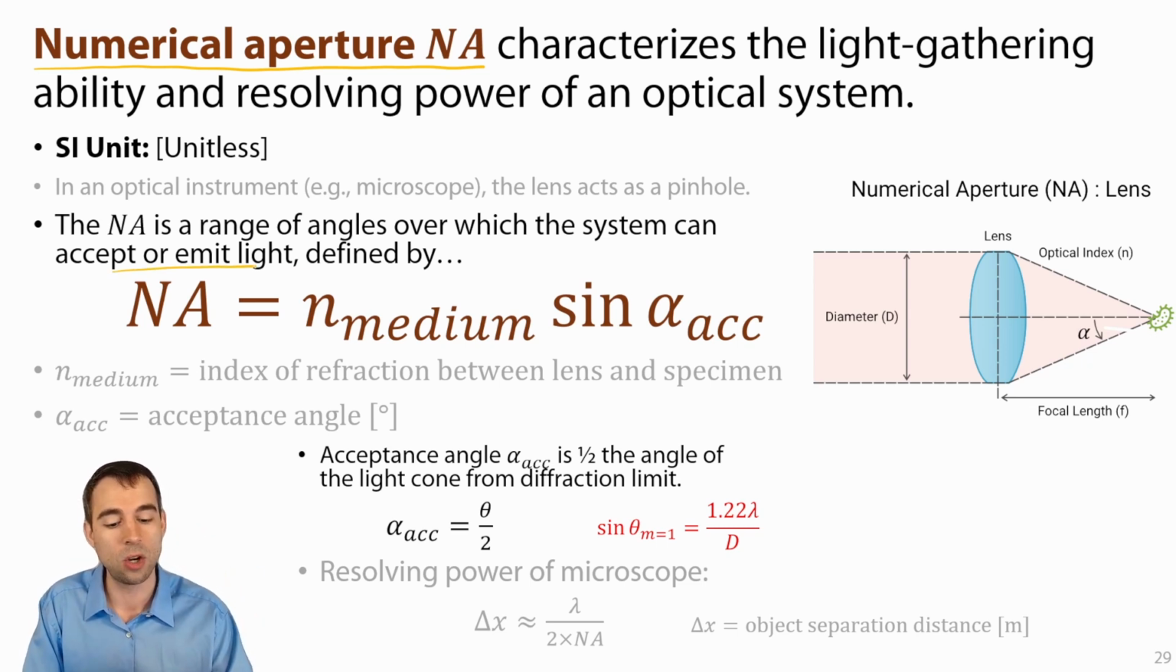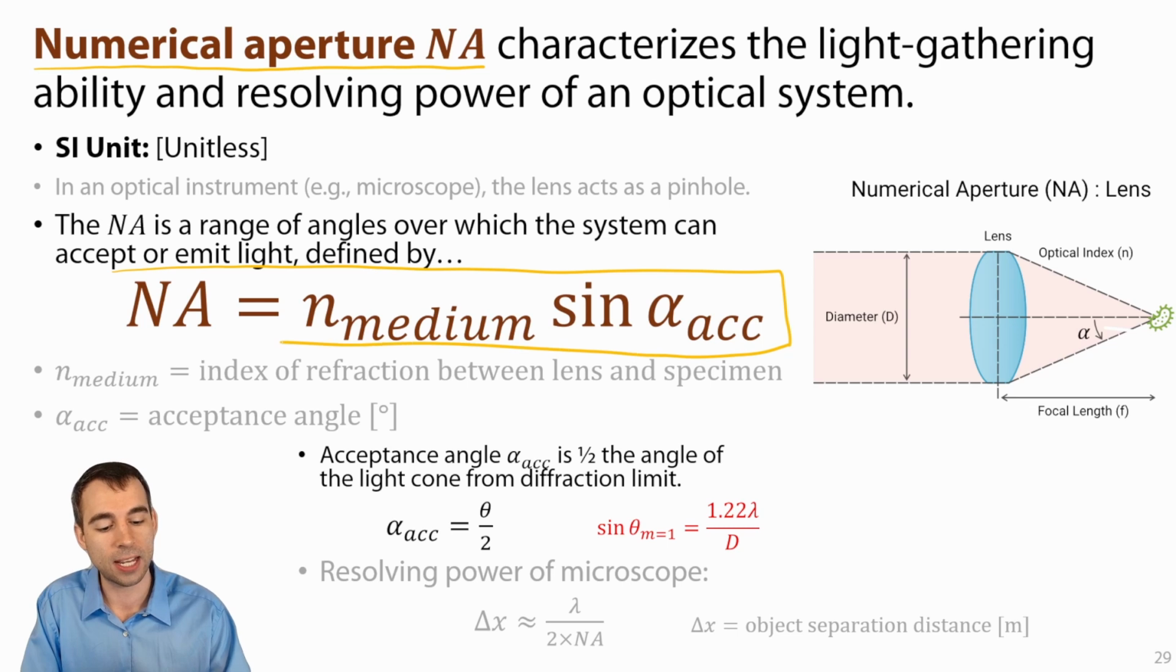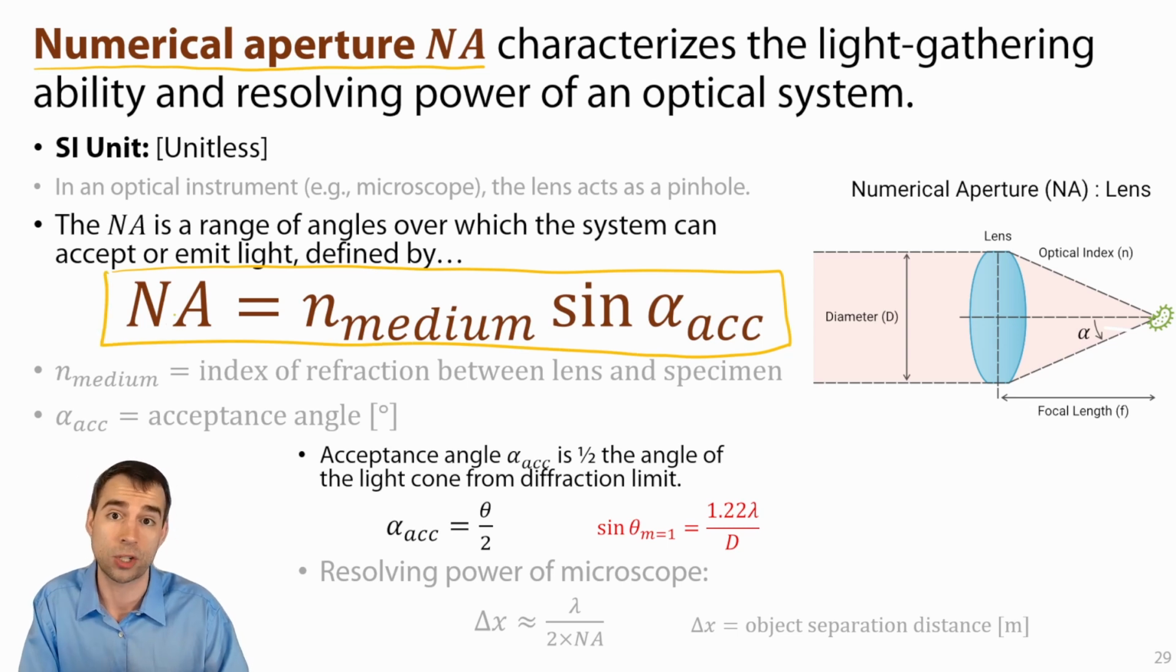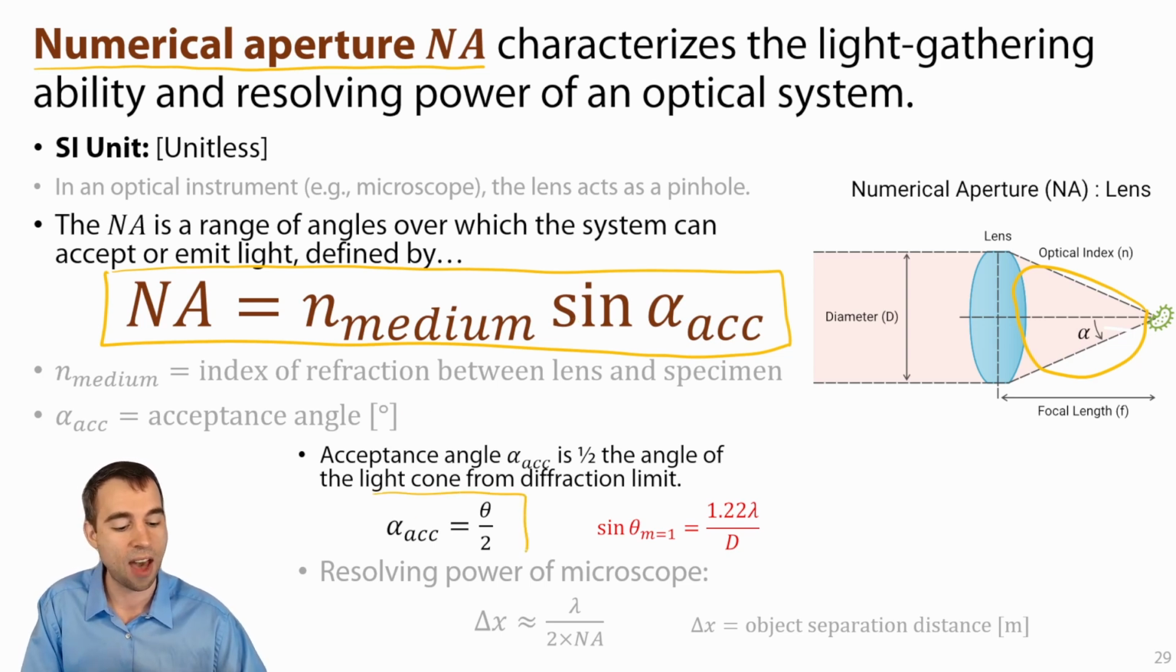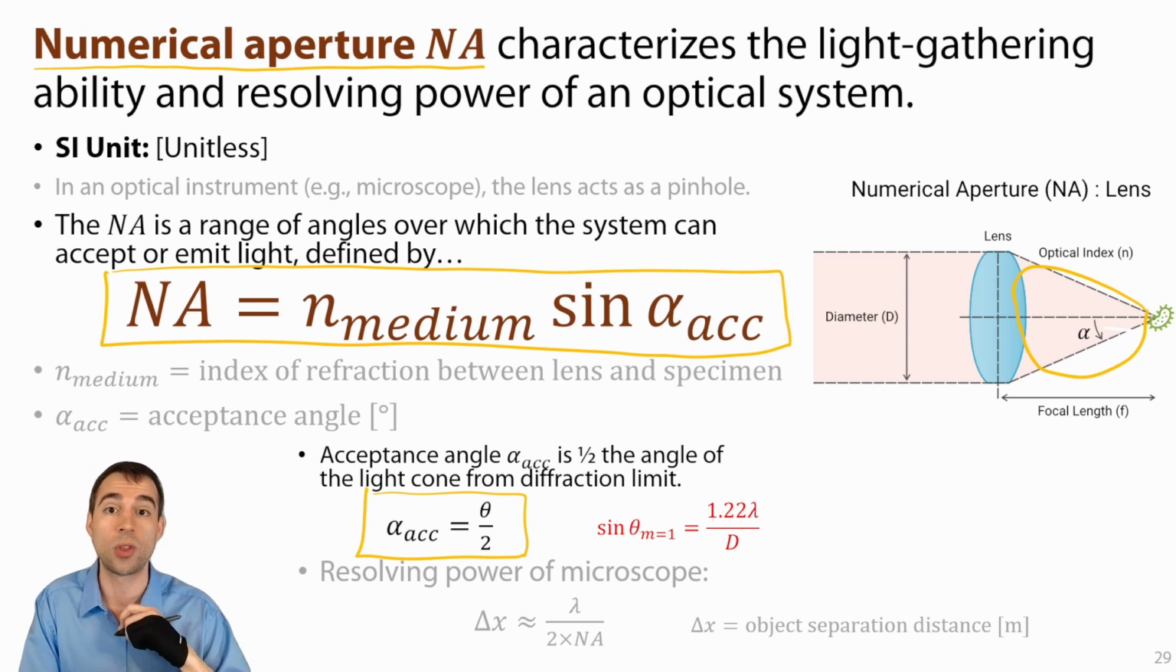We can calculate the numerical aperture by this expression right here, where the numerical aperture is equal to the index of refraction of the medium through which that light is traveling. Usually that'll be air for an optical microscope. And that index of refraction is multiplied by the sine of the acceptance angle. And the acceptance angle is essentially the half angle that we solved for from the Rayleigh criterion. And so if you want to set your numerical aperture to be able to distinguish two objects that are a distance delta x apart, you will need to satisfy this expression.